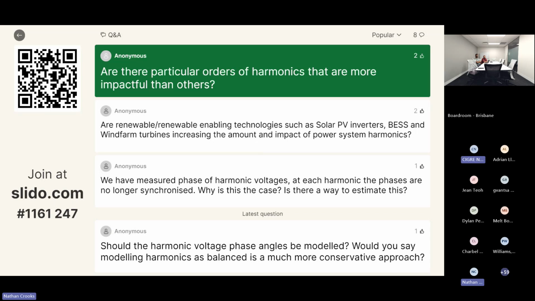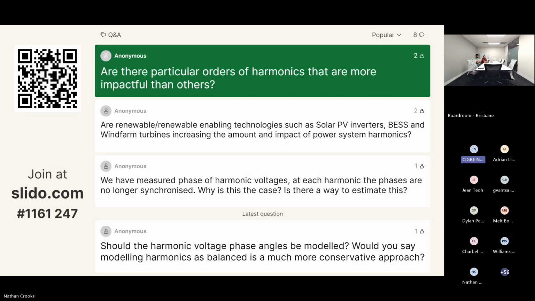Next one, are there particular orders of harmonics that are more impactful than others? Well, it depends on what device you are looking at. If you are looking at your 415 board, the triplen harmonics, so 3, 6, 9, and so on, will flow in the neutral. So if you see a hot neutral and you measure all your loads and say, look, everything is balanced, you measure your currents, they look balanced, what the hell is this neutral getting hot? It's because these harmonics are zero sequence and flow in the neutral. So these ones are bad for that.